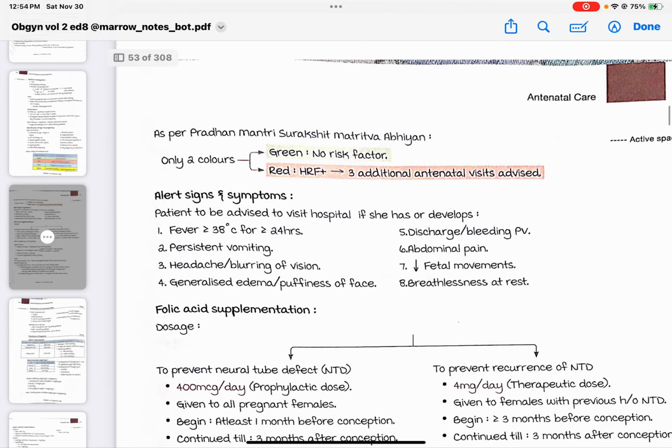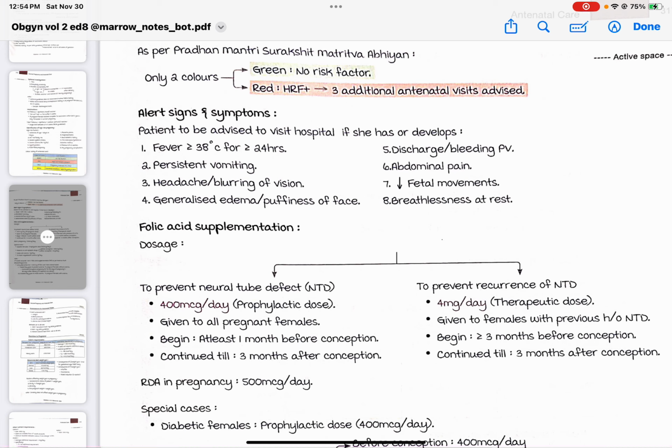Alert signs and symptoms. The patient should be advised to visit the hospital if she has or develops fever of 38 degrees Celsius or more for more than 1 day, persistent vomiting, headache, blurring of vision, generalized edema, puffiness of face, discharge or bleeding per vaginum, abdominal pain, decreased fetal movements, breathlessness at rest.